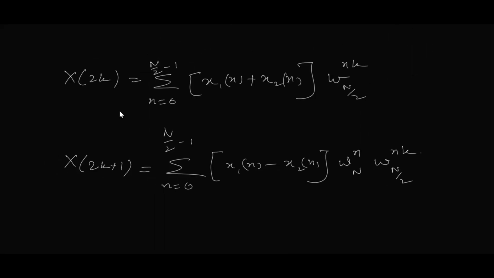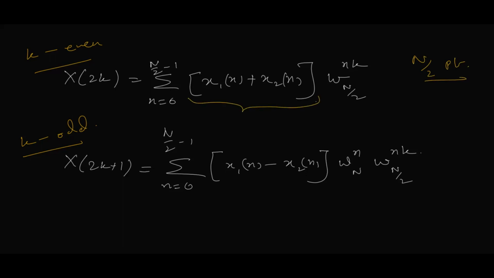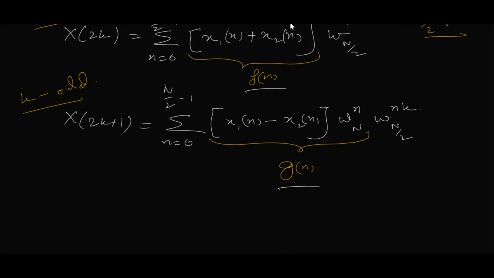So we have two equations, one when k is even and another for k odd. Both equations are N/2-point DFTs. This first function I'll call f[n], and this whole thing I'll call g[n]. These functions f[n] and g[n] show the basic operation of the DIF algorithm. Now let us try to understand how.